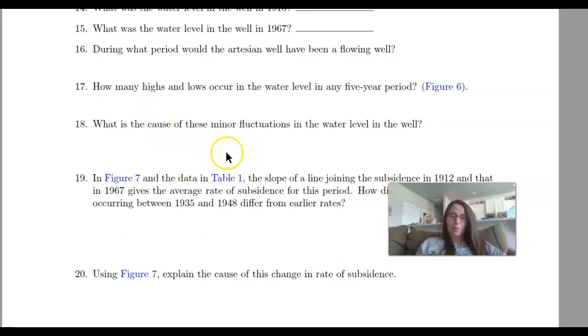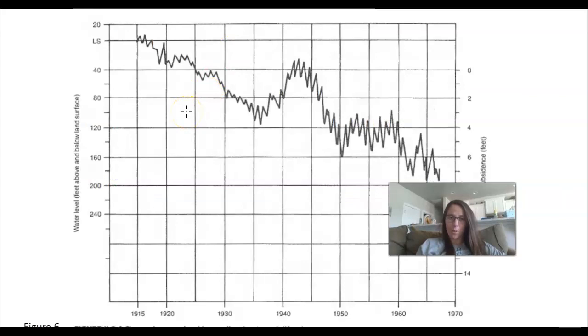And what is the cause of these minor fluctuations in the water level in the well? I'm going to leave that to you, but I want to point out that these highs and lows are spaced out pretty evenly, meaning the high is pretty much in the middle of 2 lows, or the low is pretty much in the middle of 2 highs for the most part. So that should give you an idea.